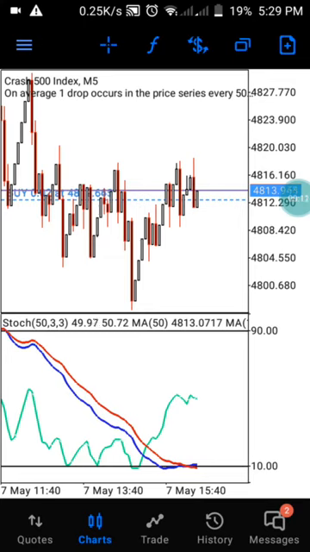Guys, in today's video I want to show you a wonderful strategy that can really help you catch a different candlestick in trading Crash 1000 and Crash 500. As you can see now, I've entered my trade, and I will show you the reason why I entered this trade.